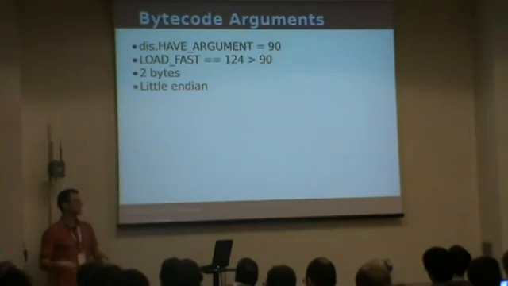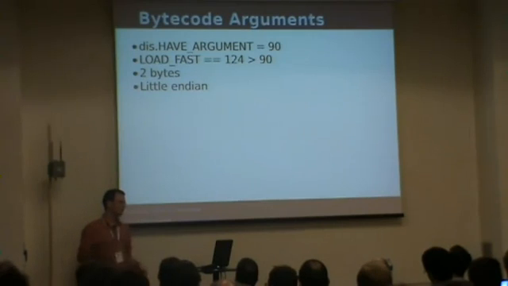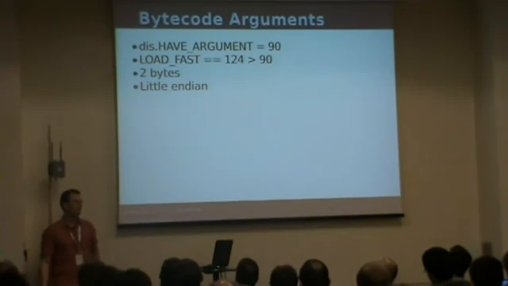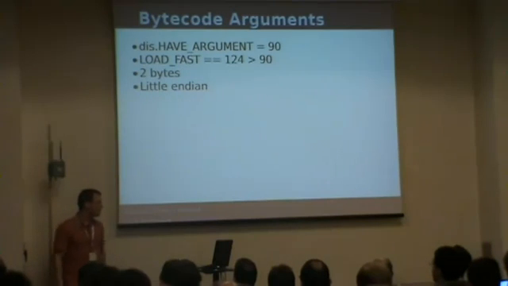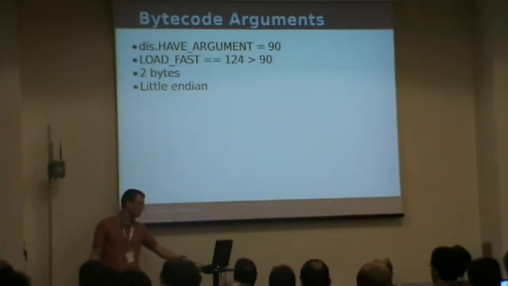And that's what you can use to know whether your bytecode takes an argument or not. All bytecodes that are larger or equal to 90 will have an argument. All bytecodes that are lower than 90 won't have an argument. Arguments are 2 bytes, little endian encoded.